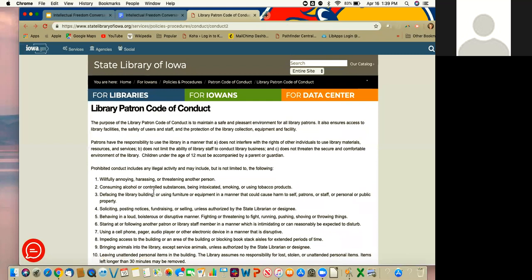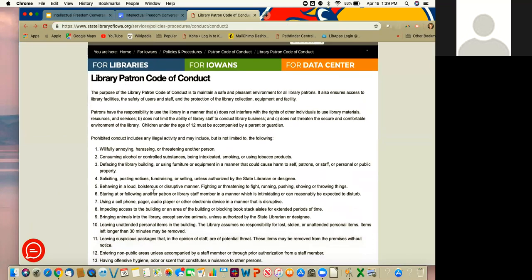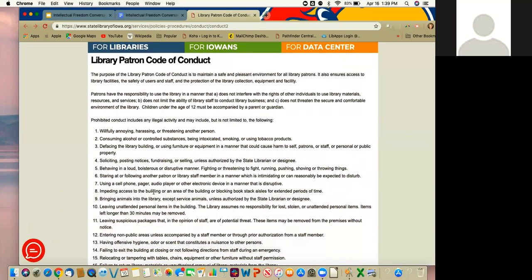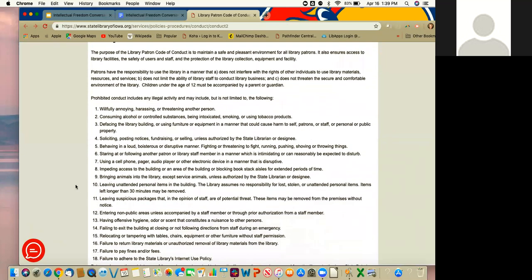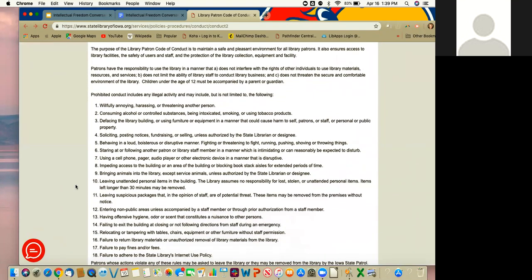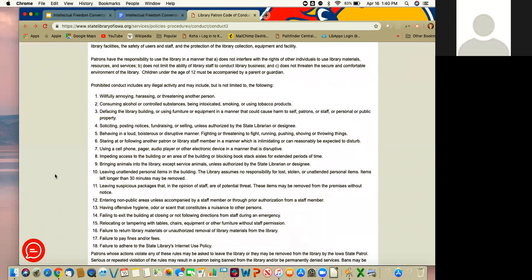It's provided by the State Library of Iowa. We found this site, and it's a really great site. We're going to refer to it quite a bit during this presentation and probably through our whole journey, unless we find somebody else who's got better ideas. But here's a very clear policy, and it's not long. It tells you what prohibited contact includes, and it's not limited to.